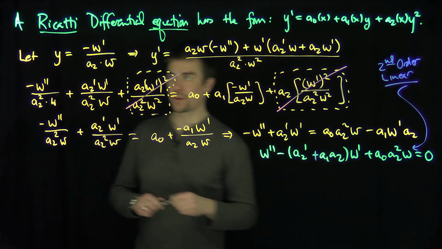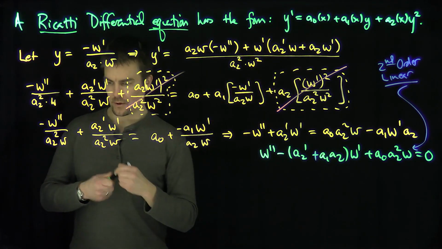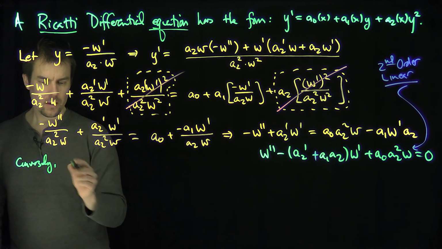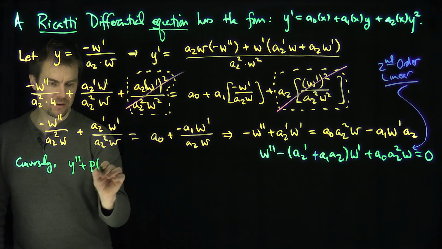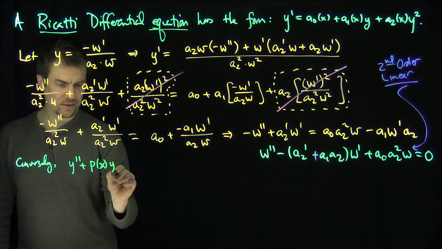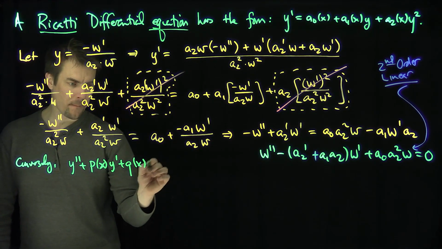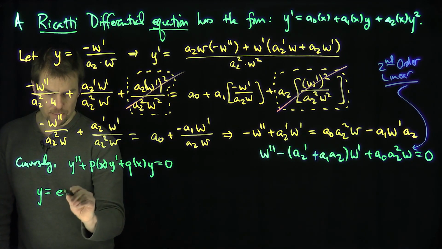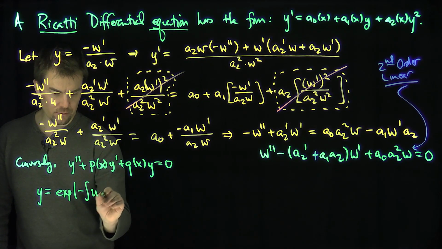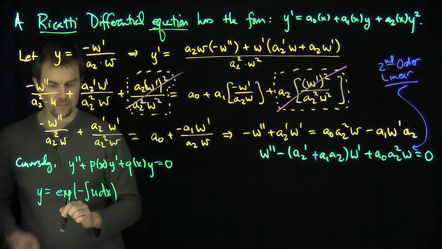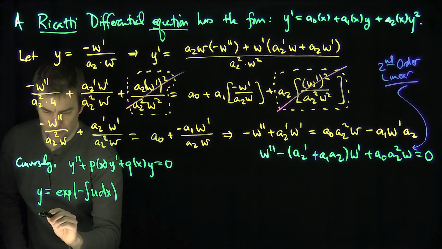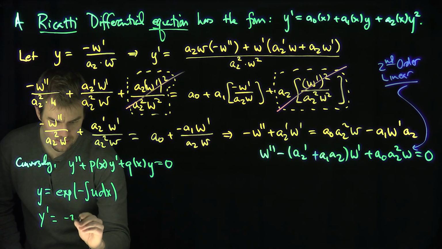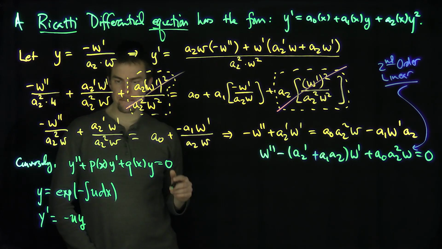Then vice versa, if we start with the second order differential equation, conversely, if we start with y double prime plus p of x y prime plus q of x y equals 0, what we can do is we can set y to be the exponential of negative integral of u dx for some function u. And then what will y prime be? Well, y prime is just going to be negative u times y, right?